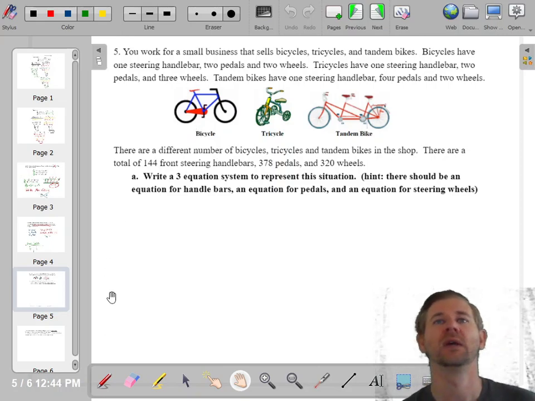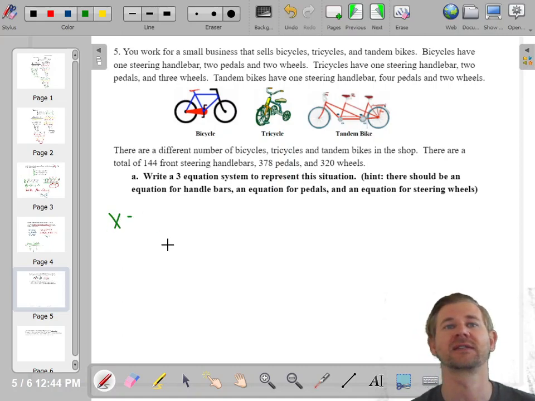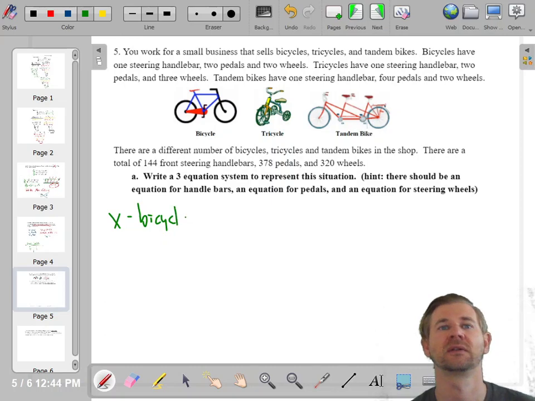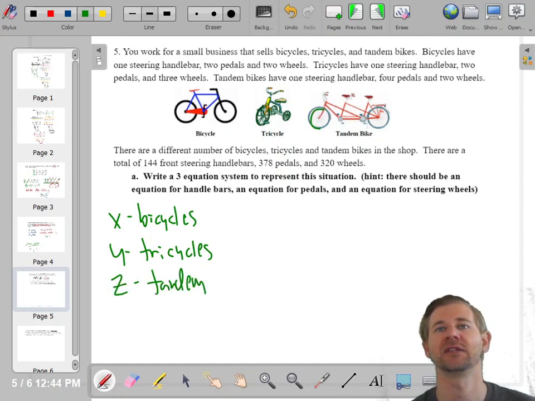There we go. All right, different number of bicycles. Let's call x bicycles, y will be tricycles, and z will be tandem bikes. So a tandem bike has 2 wheels, but what's weird about it is it also has 2 pedals. Only one person steers all 3 of these things, and that's what they're talking about.